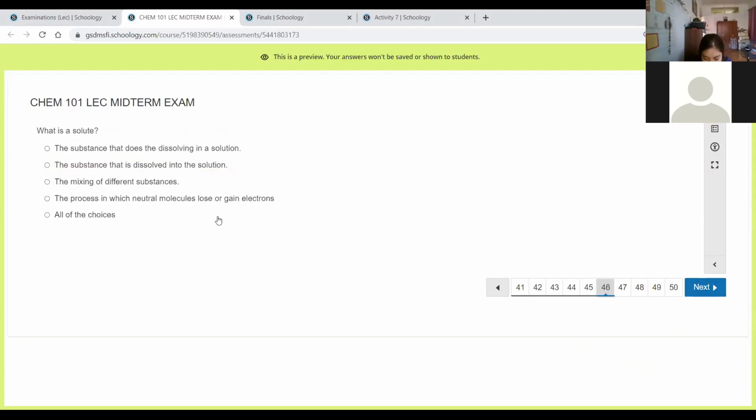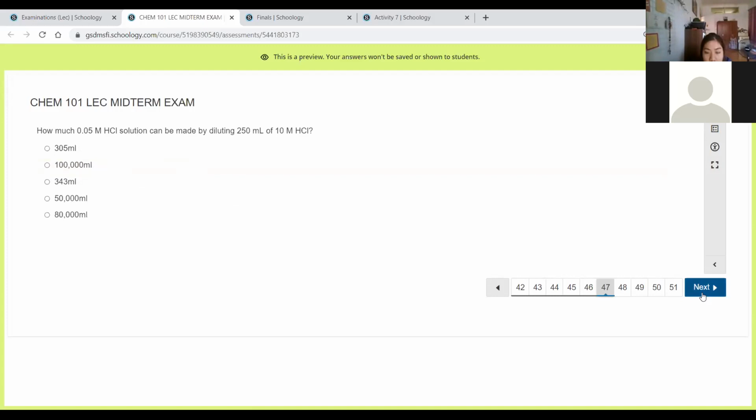Next, what is a solute? The substance that does the dissolving? No. The substance that is being dissolved? Yes, that's letter B. It's the same choices from the previous question, but this time it's for the solute. So letter B. Next, how much 0.5 molar HCl solution can be made by diluting 250 ml?